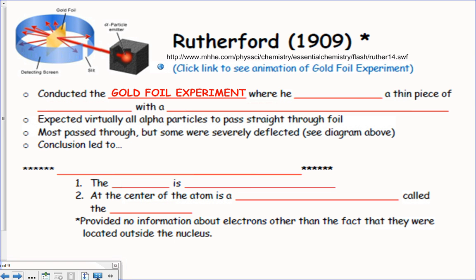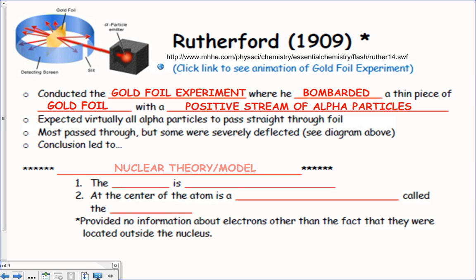So, Rutherford conducted the gold foil experiment where he bombarded this thin piece of gold foil with a positive stream of alpha particles. He expected virtually all the alpha particles to pass straight through, but they didn't. The ones that bounced back, why did they bounce back? So the nuclear theory changed and evolved.